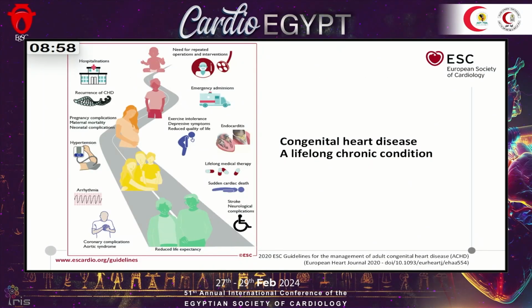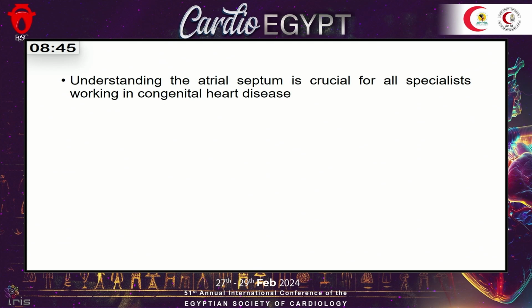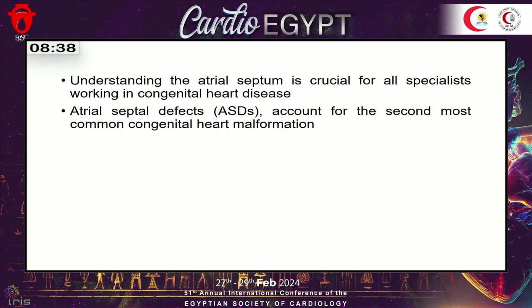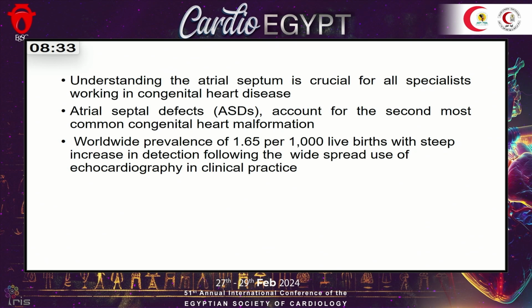It's well known that congenital heart disease is a lifelong chronic condition from birth up to death, and it needs critical care for all patients. So understanding the atrial septum is crucial for all specialists, especially those interested in congenital heart disease. Atrial septal defects account for the second most common congenital malformation. Worldwide prevalence increases. It's 1.65 per 1,000 persons, and it increases because of the widespread use of echocardiography in clinical practice.